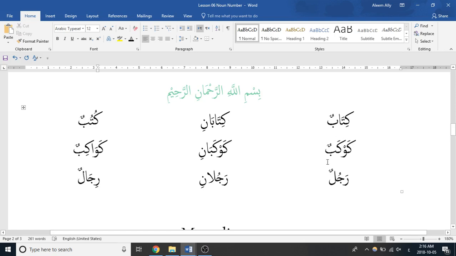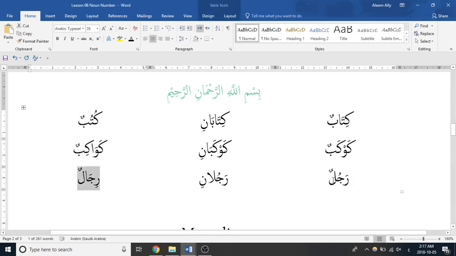Then we have kawkabun, kawkabani, and then kawakibun. See, it's not kawkabuna or kawkabina, but rather it's kawakibun. Then we have rajulun, rajulani, and then rijalun. See, it's not rajuluna or rajulina, but rather it's rijalun. It's changed in its makeup.